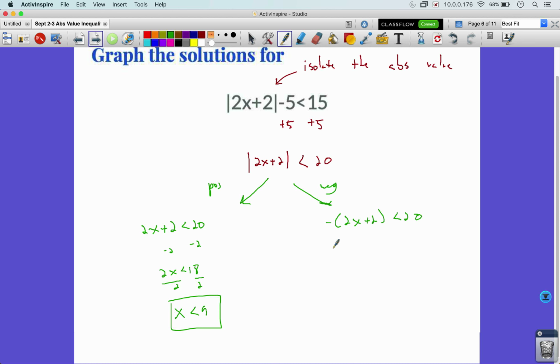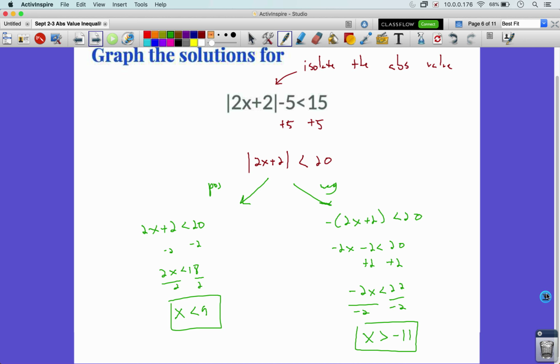Here I'll distribute in the negative. Negative 2x minus 2 is less than 20. Add 2, add 2. Negative 2x is less than 22. Divide by -2, divide by -2. I just divided by a negative, so I need to remember to flip my inequality symbol.